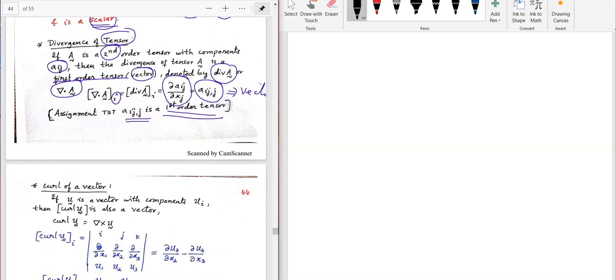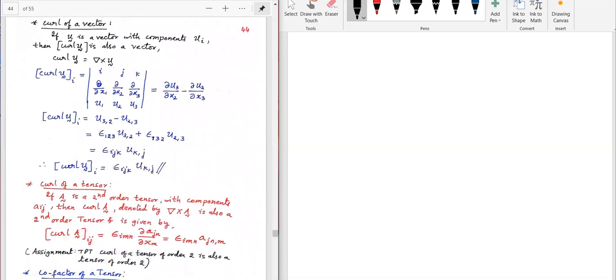Now let us take up the curl of a vector. So what is curl of a vector? Let us take a vector u with the components ui. Curl u, we all know this from our previous classes. So curl u is nothing but del cross u. And del cross u is again a vector. Curl of a vector is again a vector. The order remains the same. Whenever you apply curl, the order will not change.